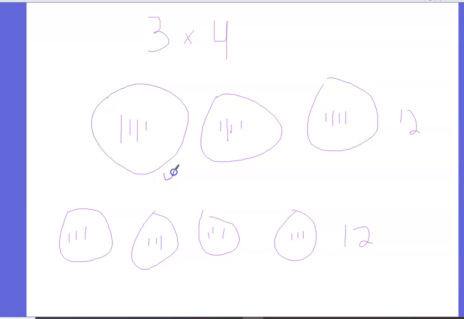So whether you do 4 plus 4 plus 4, or you do 3 plus 3 plus 3 plus 3, either way, your answer is still going to be 12. So you can do 3 groups of 4 or 4 groups of 3. Either way is fine. Let's do 2 more of these. Let's see. How about 2 times 5?